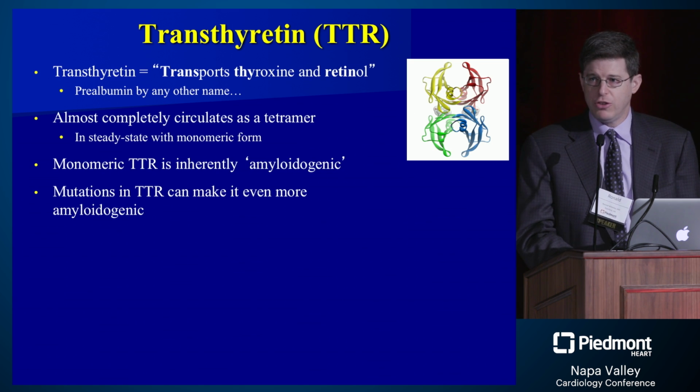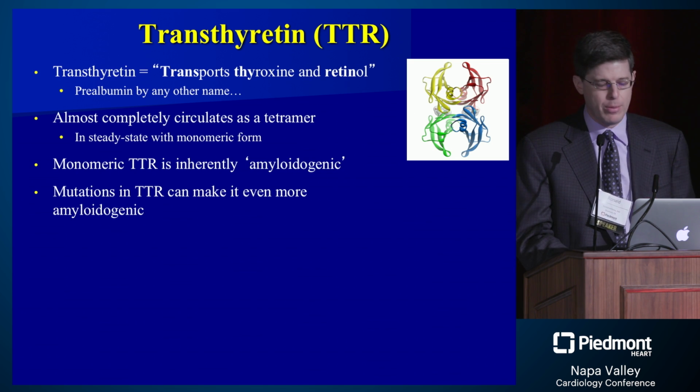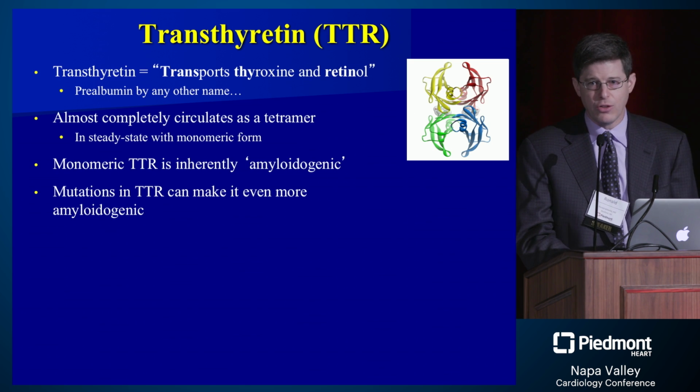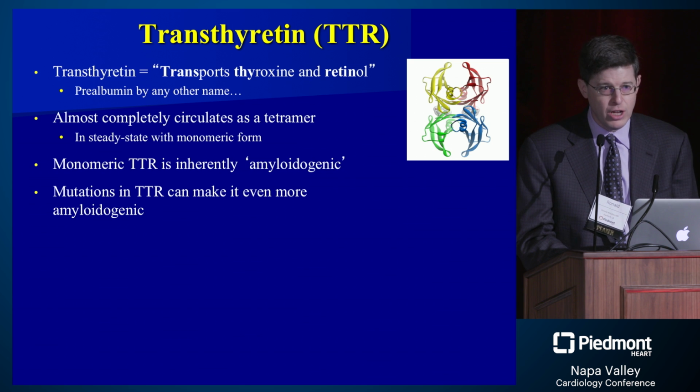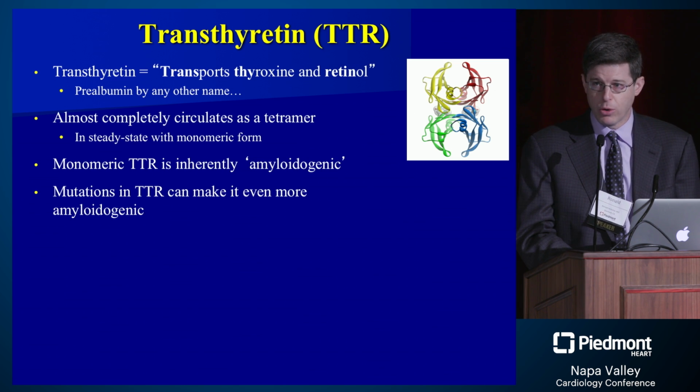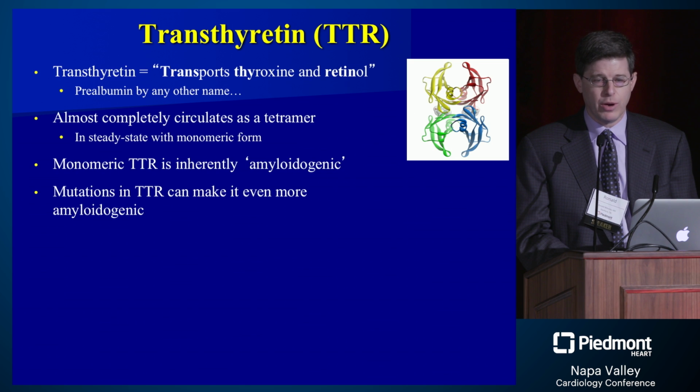It almost completely circulates as a tetramer, meaning 4 subunits together, as you see in the ribbon diagram in the upper right. And importantly, there's a small amount that's in a monomeric form at steady state at any given time, and it's the monomers that are inherently amyloidogenic, meaning they are inherently prone to misfold and deposit. So if all of us lived long enough, we would probably all develop amyloid deposits with transthyretin.